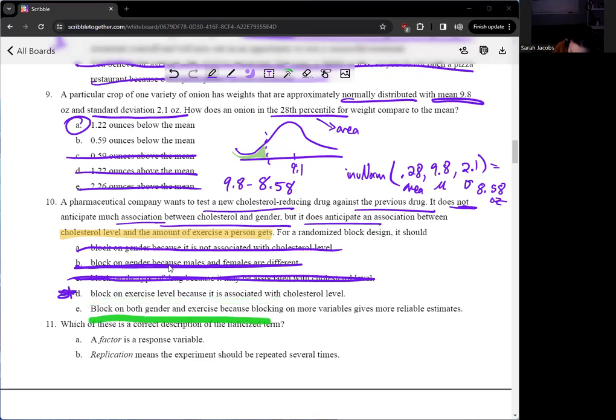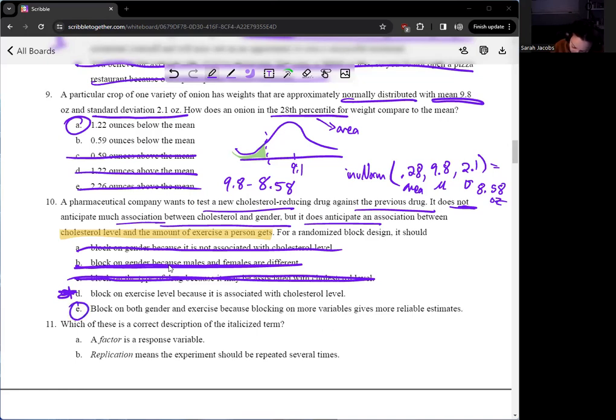Block on both gender and exercise because blocking on more variables gives more reliable estimates. I would say, and you can probably already tell these questions are not directly from College Board, either one of those is a reasonable answer to the question being asked. Blocking on gender might be called for, especially if this is a large pharmaceutical company with deep pockets and they can afford to have a block of males who exercise a lot and males who don't, females who exercise a lot and females who don't, and then randomly assign new versus previous drug within each of those blocks. That would be ideal.